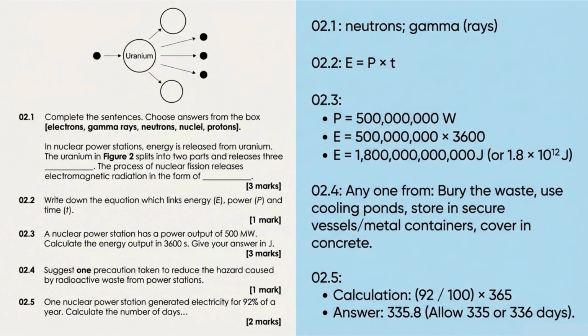Okay, 2.5 is an operational time calculation. The plant operates for 92% of a year. This is straight math: 92 divided by 100 multiplied by 365 days is 335.8 days. And the mark scheme says you can accept 335 or 336 as well.